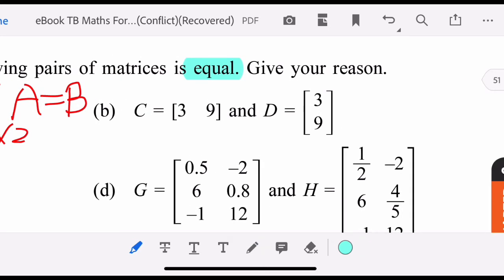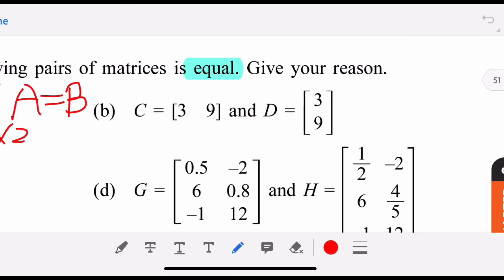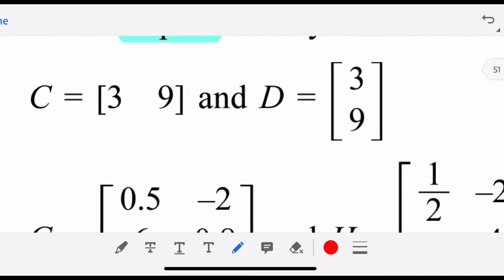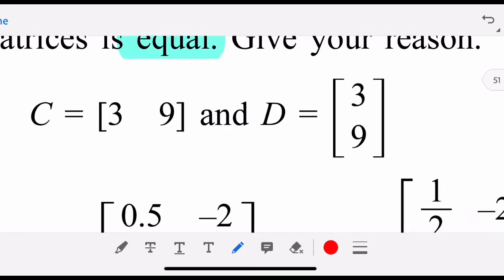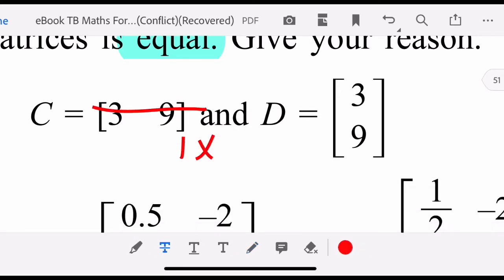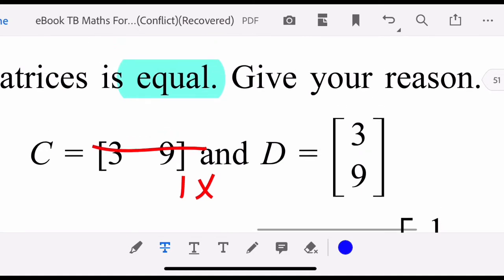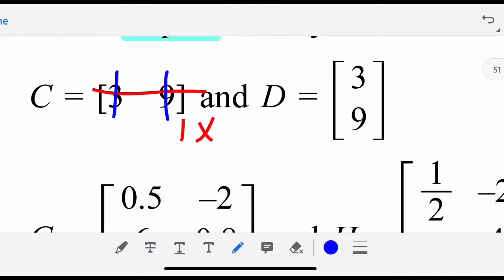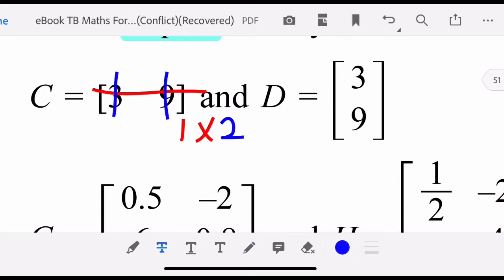For C, you can see it looks like they have different orders. Let's check it out. The order is one row, right? So it's 1 by how many columns? The columns I use a blue color, the column I use another color so that you can see how I find the columns of the matrix. 1, 2. So it's 1 by 2, right?